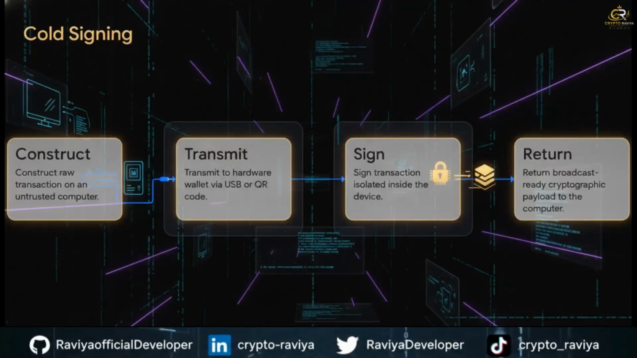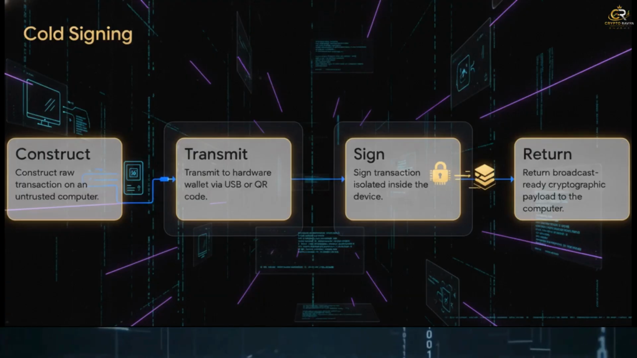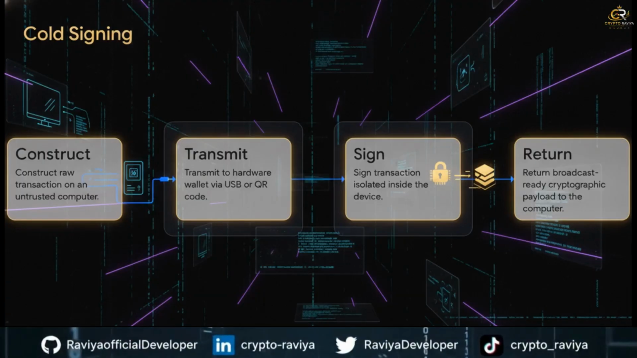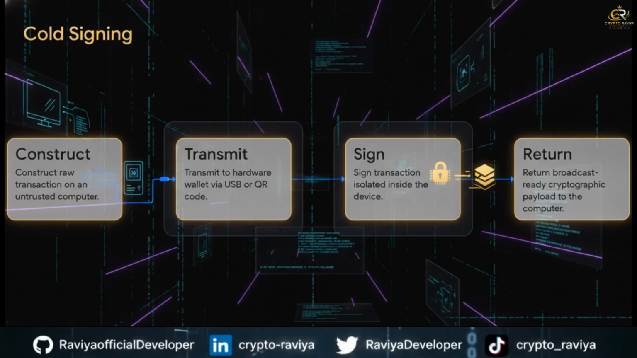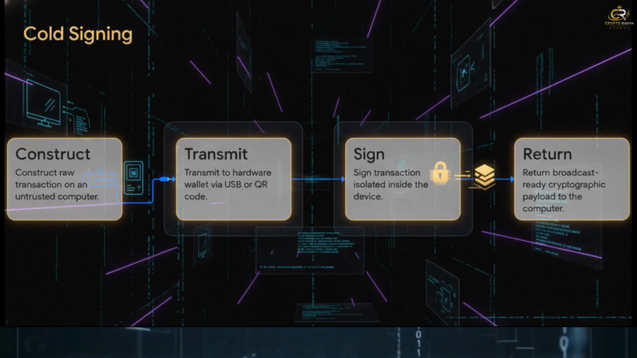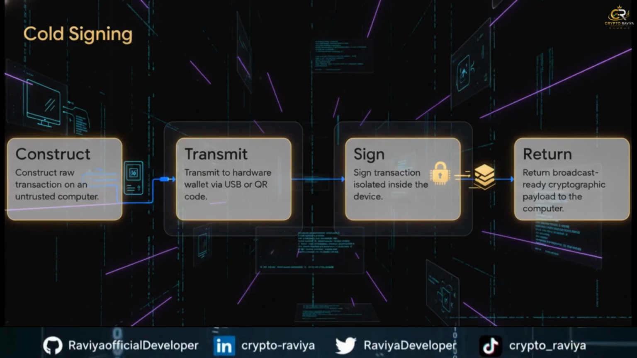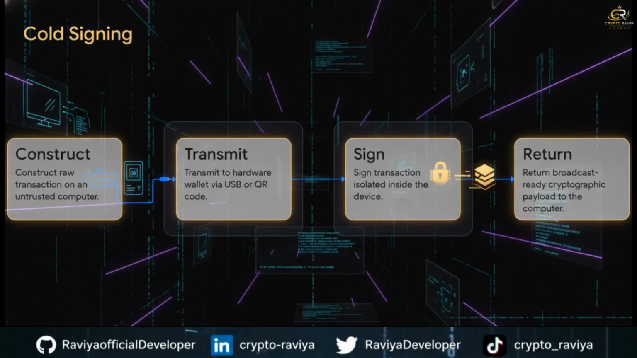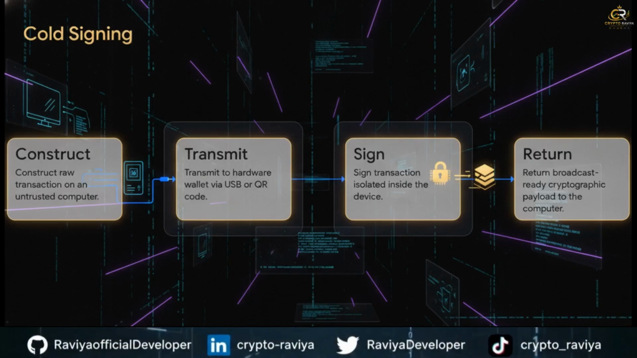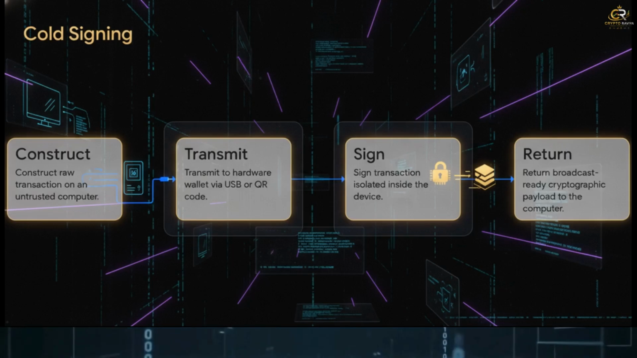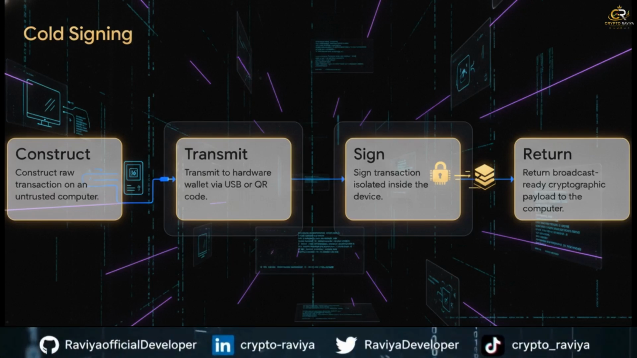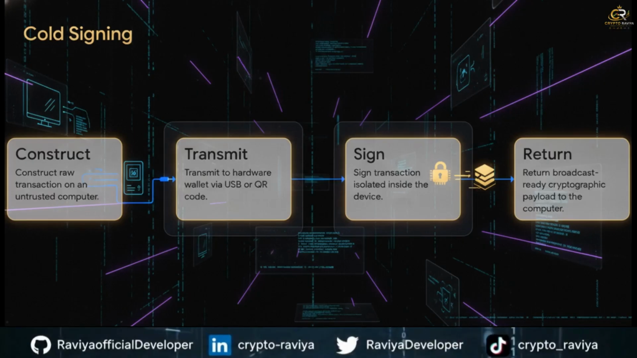So, you might be wondering, how do you actually transact if the device is so isolated? Well, let's look at this secure flow. First, your standard computer constructs a raw, unsigned transaction. Second, it transmits the details over to the hardware wallet, maybe using a USB cable or totally air-gapped via QR code. Third, the hardware wallet signs the transaction internally using that isolated private key.